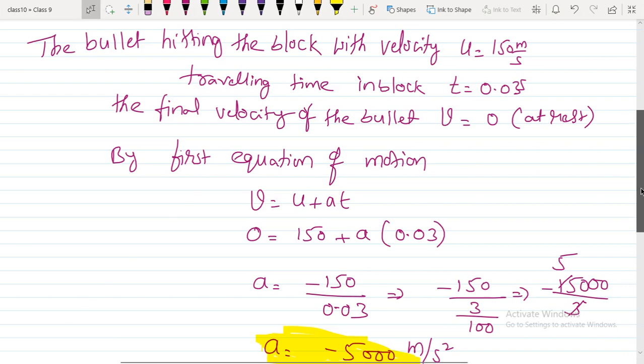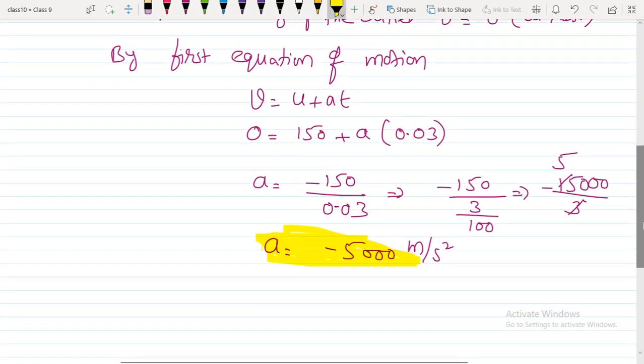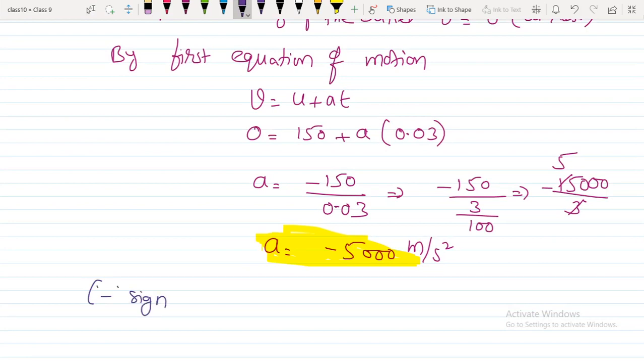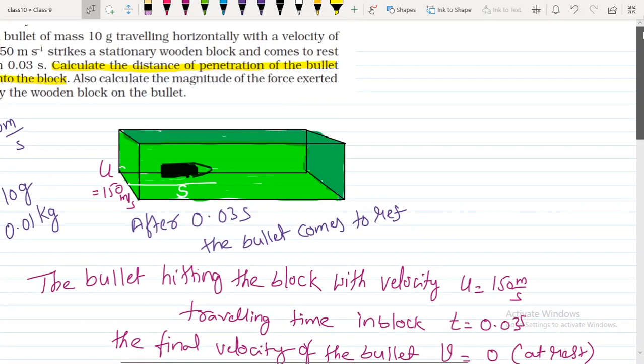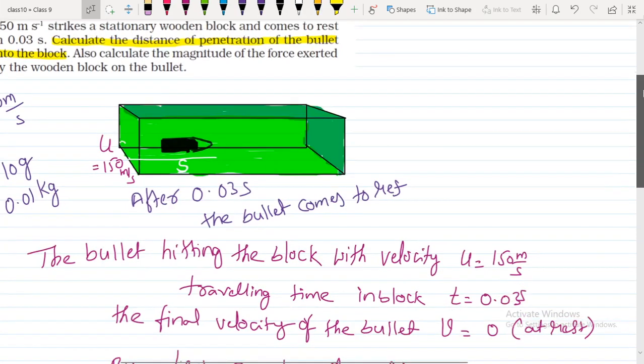So here the acceleration is negative. What does it mean? The negative sign shows the bullet comes to rest. That's the reason after hitting the block, the bullet is coming to rest. The negative sign shows that.